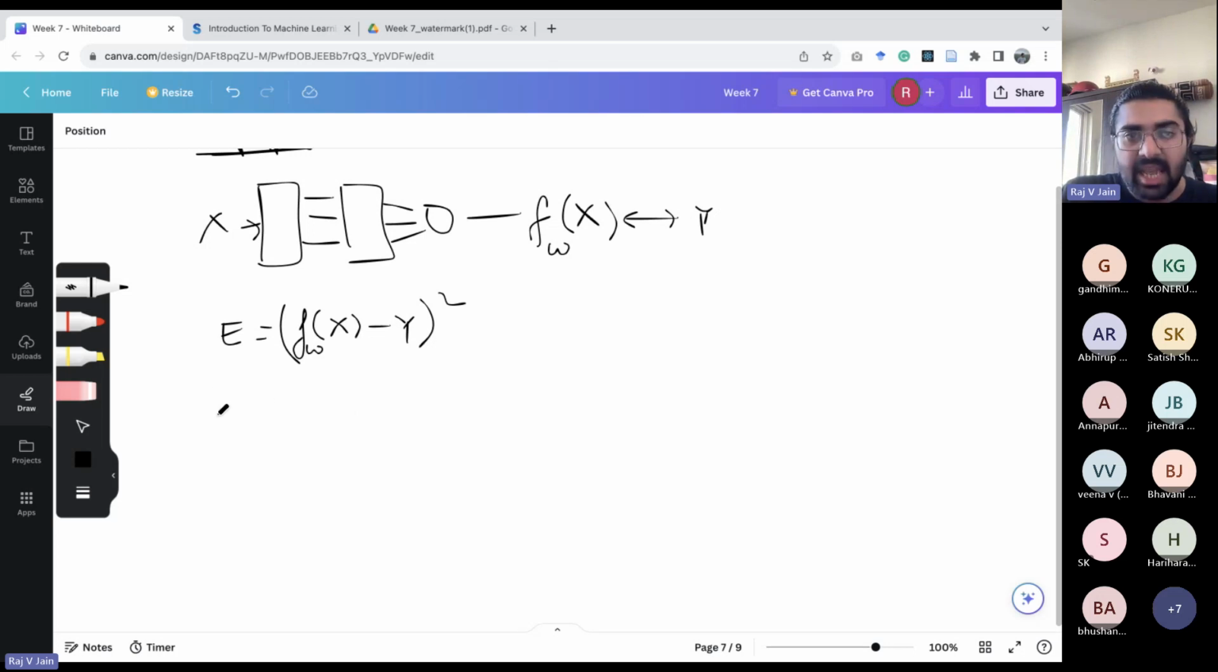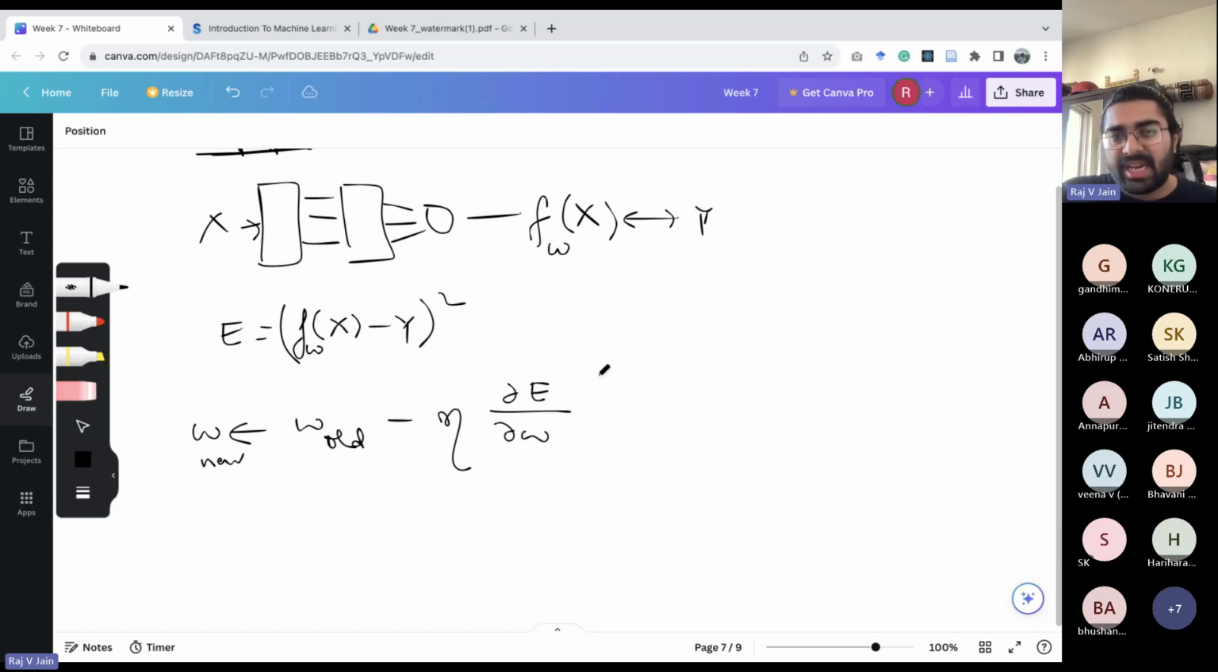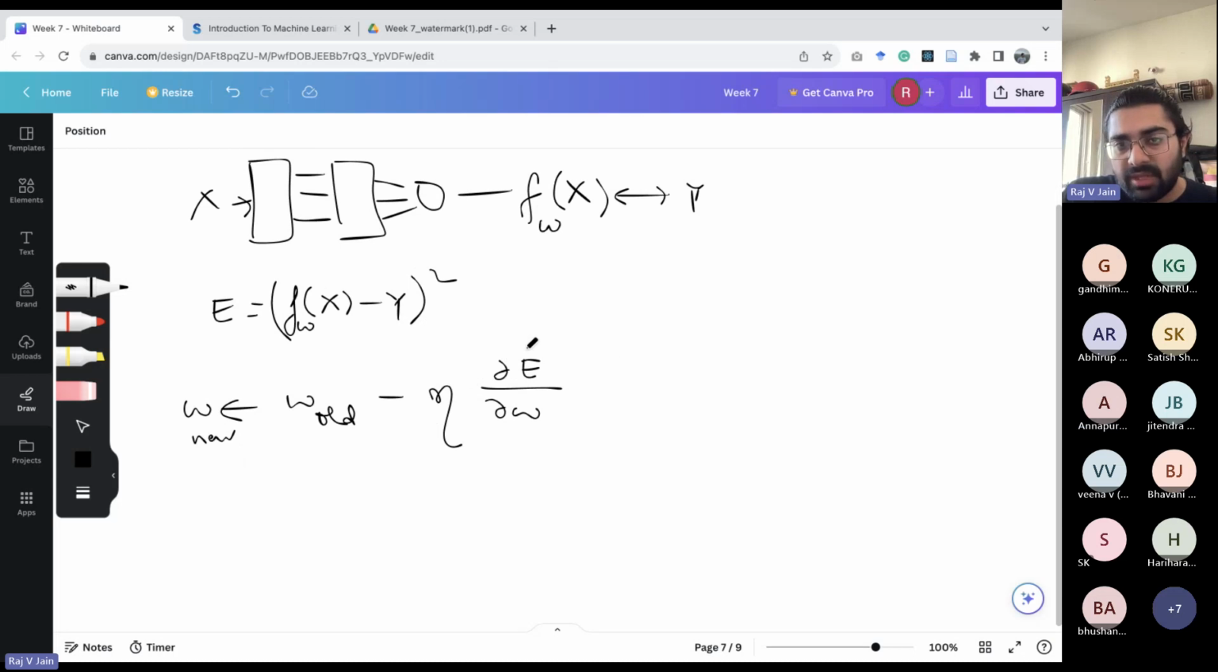Now, the idea is I want to update each of these w. Let's say w new is w old minus eta dou E by dou w. So the idea being, what is the derivative of the error with respect to the weight w? Then you subtract that from w. Now this is the idea of gradient descent, right? Now this is all okay.